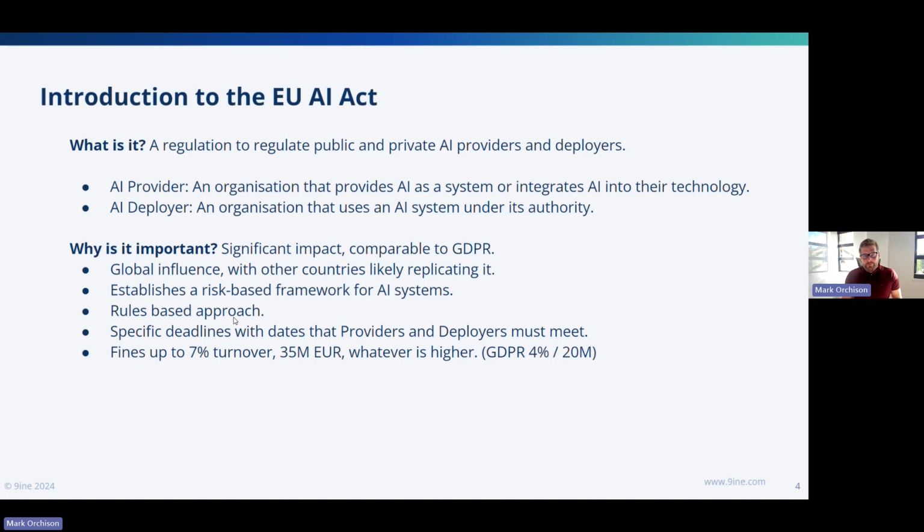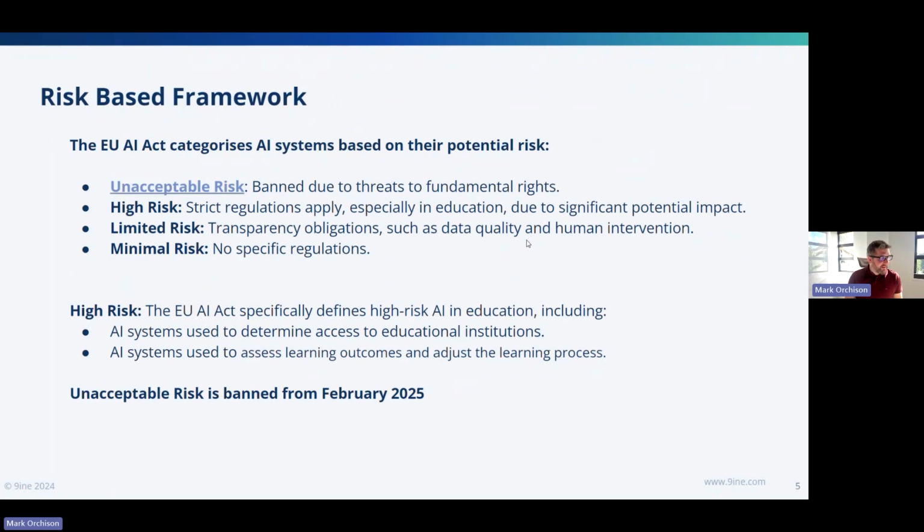As I mentioned, it's a very rules-based approach. So you have to do A, B, C, D, E, F, G. And if you don't do that, you can get fined, which is 7% of turnover or 35 million euros, whichever is higher, slightly higher than the GDPR. But again, most of you here are schools in England. Therefore, the fines aren't relevant, but it's just interesting to know that this is the way that the EU is going.